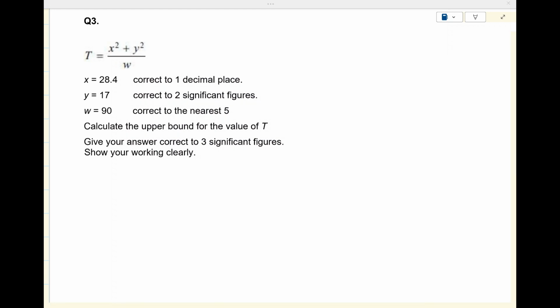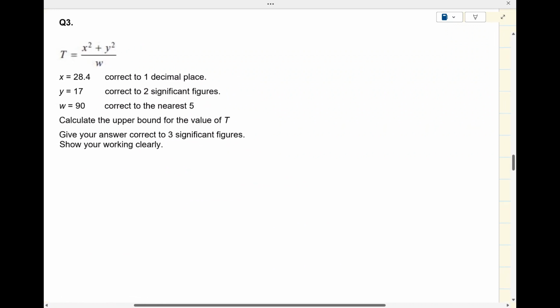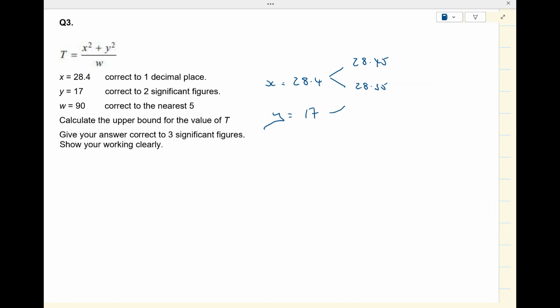Question 3. Right, remember, we know it's a bounds question. Let's stick to our routine. Let's first of all write down the upper and the lower bounds of each of our variables. So x is 28.4 to 1 decimal place, so 28.45 or 28.35. Y is 17, correct to 2 significant figures, 17.5, 16.5. And W is 90, correct to the nearest 5, halve 5, 2.5, add it on, take it away.